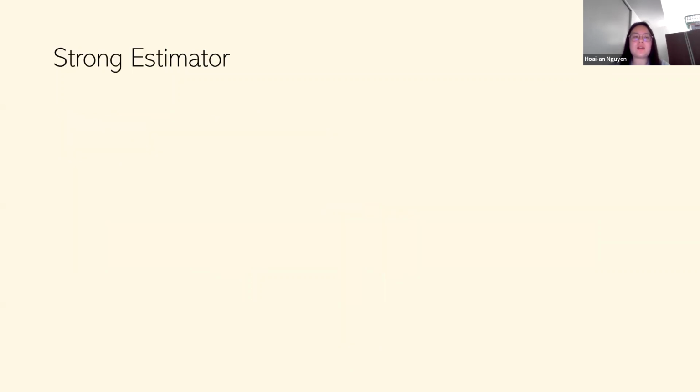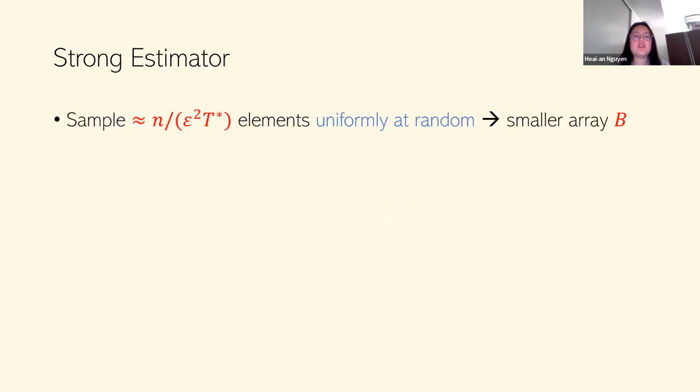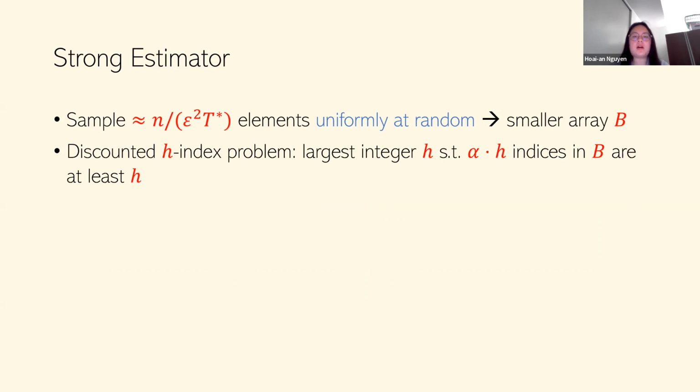And now for the strong estimator. We sample approximately n over epsilon squared times t star elements uniformly at random, and we throw these elements into a smaller array B. Here again, t star is an input and is a lower bound on H of A. Then on the smaller array B, we perform a discounted H index problem, where we want to find the largest integer H such that alpha times H indices in B are at least H. Here, alpha is some discount factor.